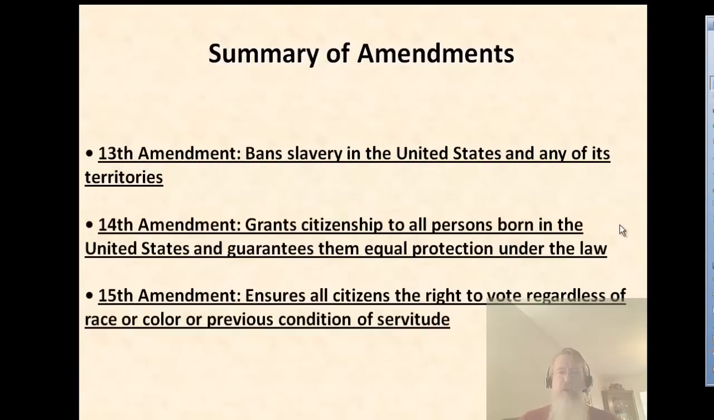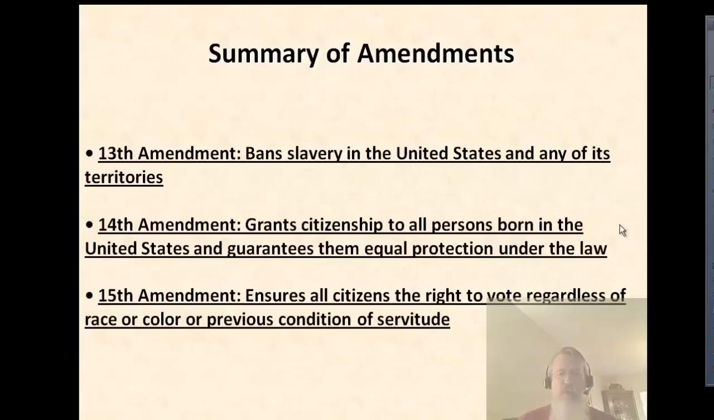So again, summary. 13th Amendment bans, as in does away with, slavery in the United States and any of its territories. 14th Amendment grants citizenship to all citizens born in the United States and guarantees equal protection under the law, as in they're supposed to be all treated equally.